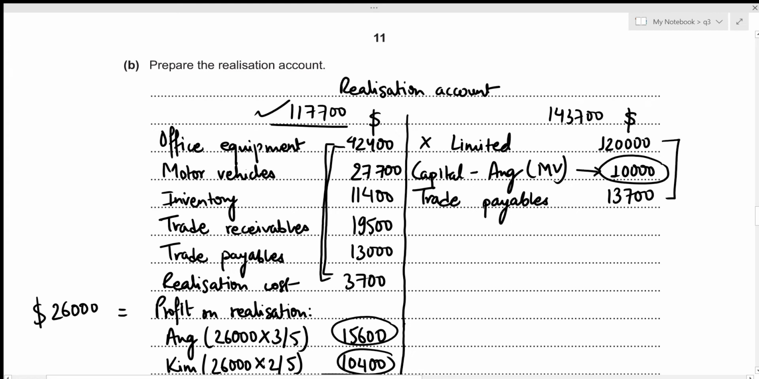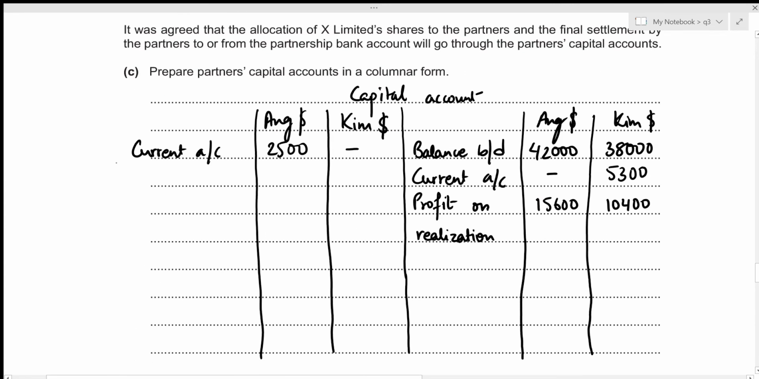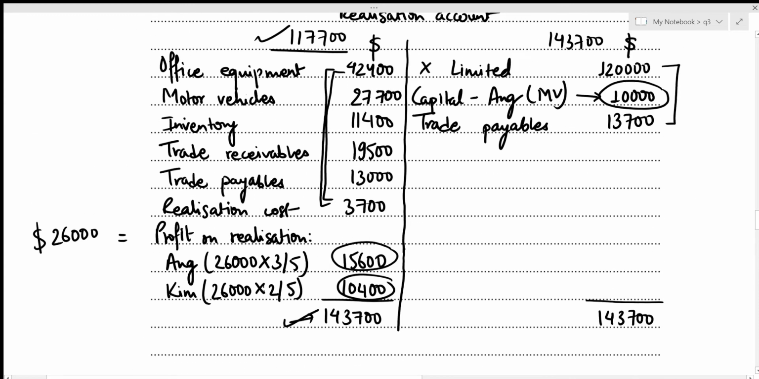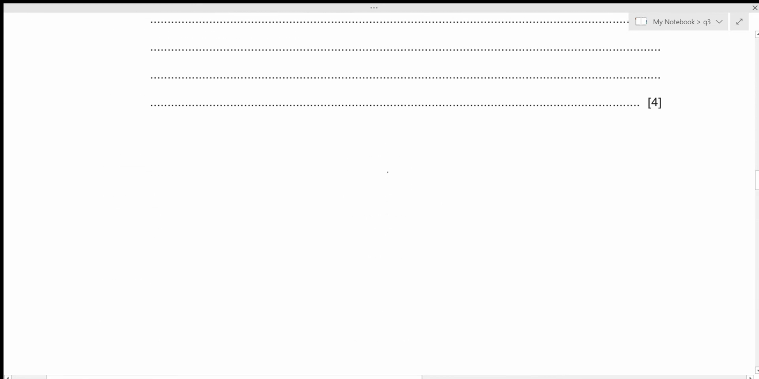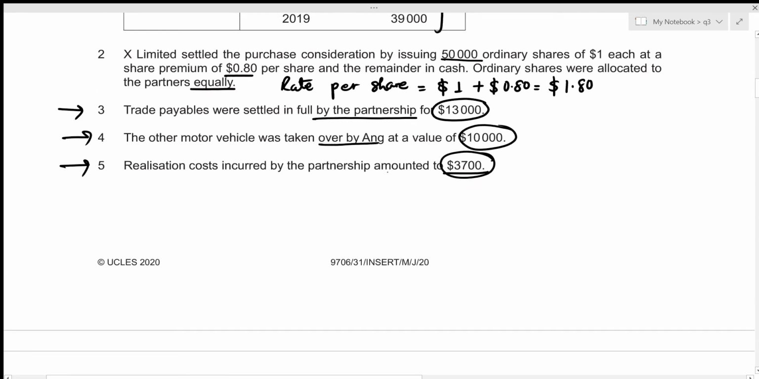So this motor vehicle taken over will be recorded on our debit side. Let's do that. So we have motor vehicle taken over by Ang at the value of 10,000. Alright, I think these are all the events to be recorded on our capital account. Now we move towards the settlement by X Limited, since that is also to be recorded in our capital account. And we were given information regarding it.